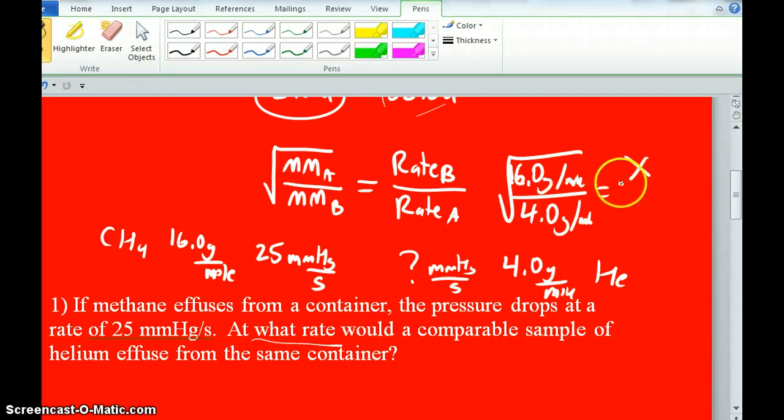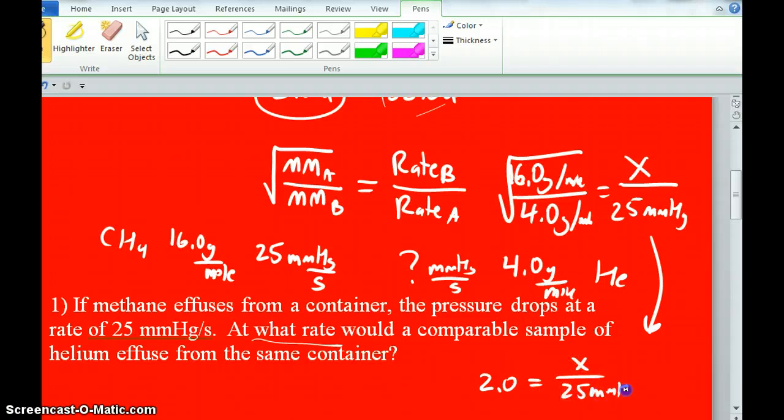So this should be the unknown rate of the helium, and this should be the known rate of the methane. And we're all set with some simple algebra, because of course if I take 16 and divide by 4 I get 4, and if I take the square root of 4 I get 2, and that has to equal x over 25 millimeters of mercury per second. This should have been per second, of course, it's a rate.